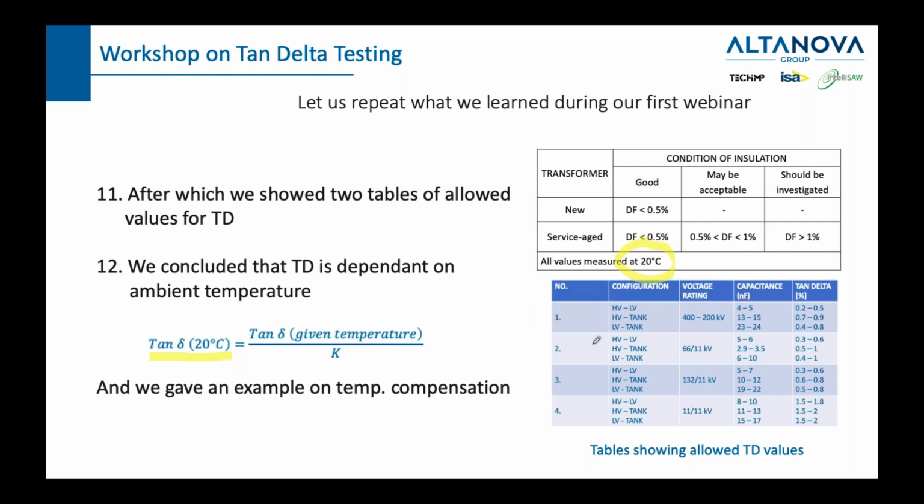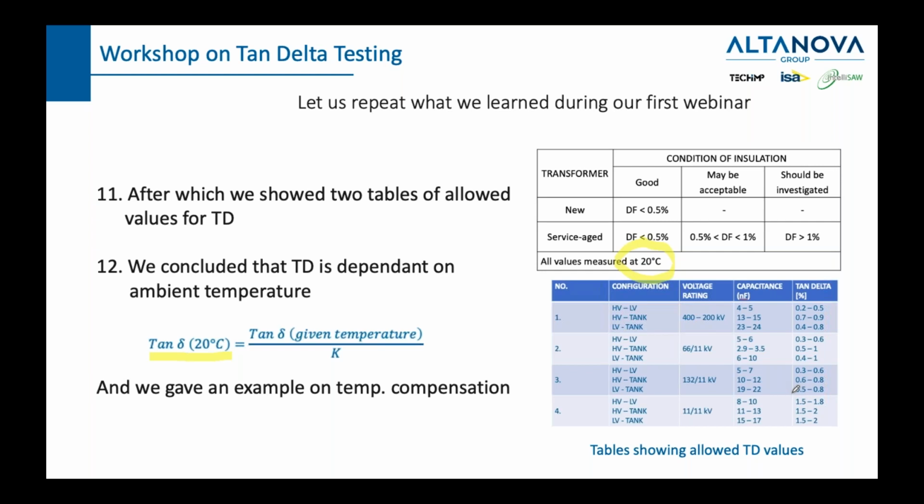We also introduced this second table, in which we have shown that it is not so straightforward when it comes to allowed values. We can say that the voltage level of the transformer influences the overall idea of allowed value. So for extra high voltage, the allowed values are smaller, and then for high voltage, they're slightly bigger, and then for medium voltage, they can be even bigger. We can correlate that with the fact that the higher the voltage, the better the insulation should be, or the lower the voltage, we can have less perfect insulation, let's just say.